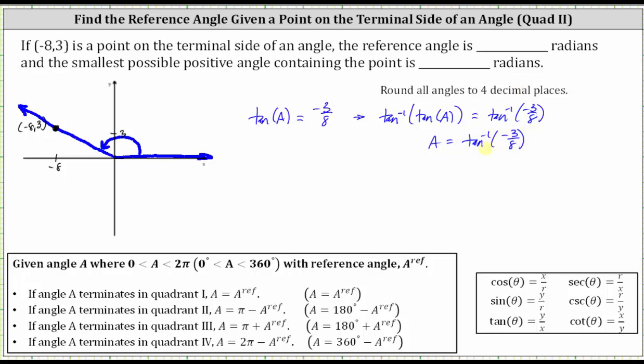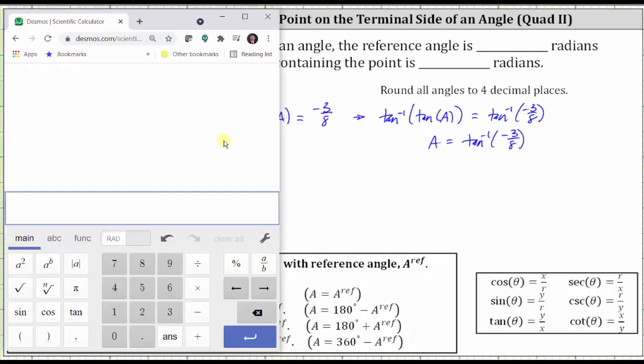Now we'll go to the calculator, evaluate inverse tangent of negative 3/8, which will help us determine the reference angle as well as the smallest possible positive angle passing through the given point. It's important to make sure the calculator is in radian mode and then enter inverse tangent negative 3/8. To 4 decimal places, we have negative 0.3588.